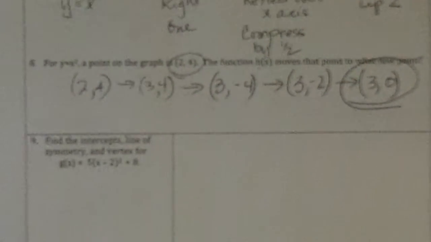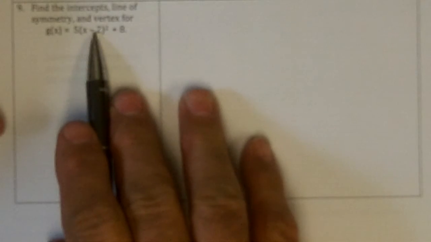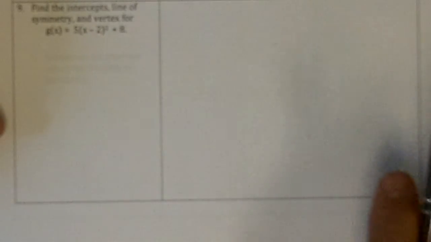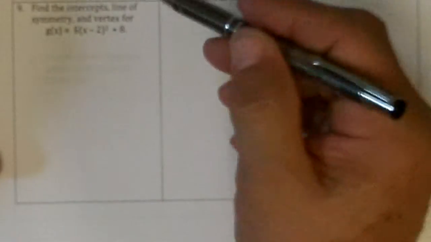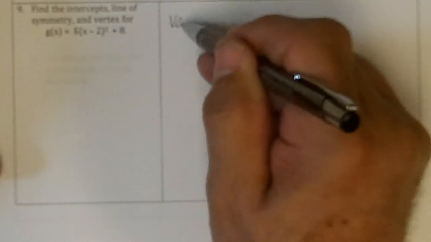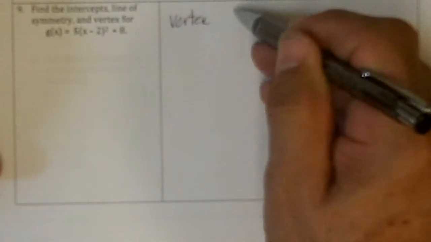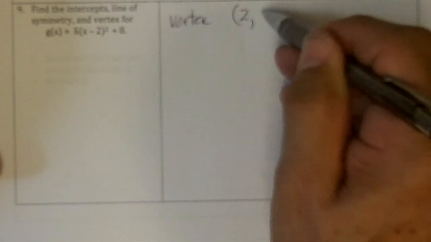Okay? Number 9. Find the intercepts, the line of symmetry, the vertex, and so on. This is clearly shifted 2 to the right, 8 up, and vertically stretched by 5 times. So, since it's 2 to the right, the vertex is 2 and then up 8.